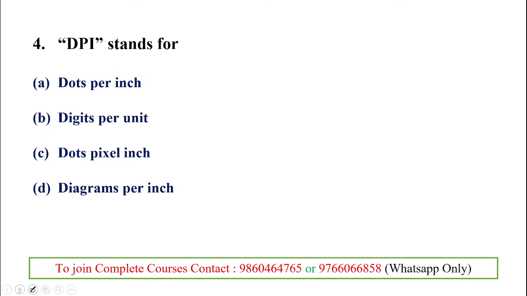Next, DPI stands for dots per inch. Dots per inch is the full form of DPI, and it is the pixel density or the quality of the printer. Clear? That is measured under the DPI.